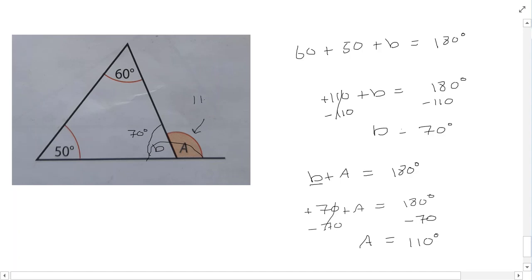So 110 degrees. That's how you work out those ones. Hopefully that clarifies and you can understand how to do that. Okay, thank you.